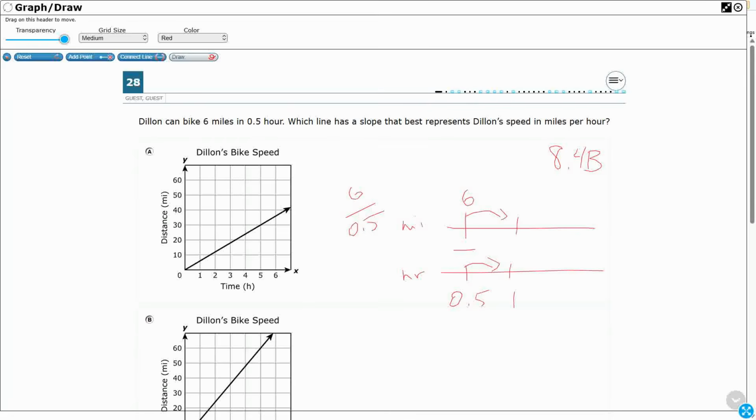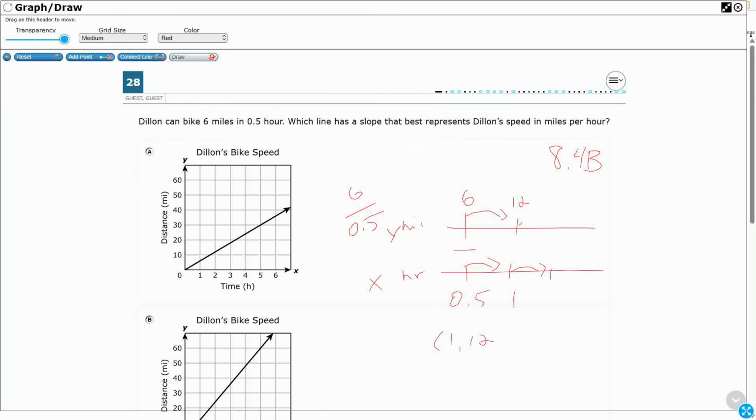Let's just make that 1. Let's make that 12. Okay, so 12 miles per hour. All right, so that's pretty easy. So if I get my x coordinates and my y coordinates right, if I'm looking at an x of 1, I should see a y of 12.